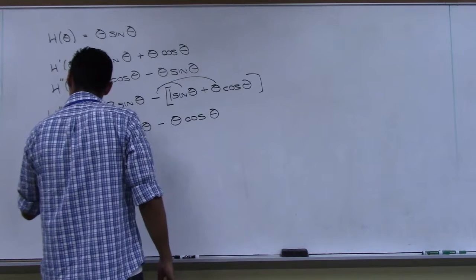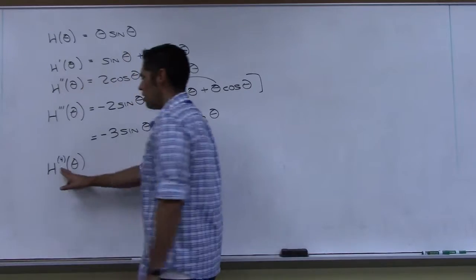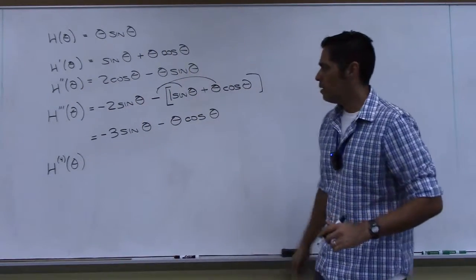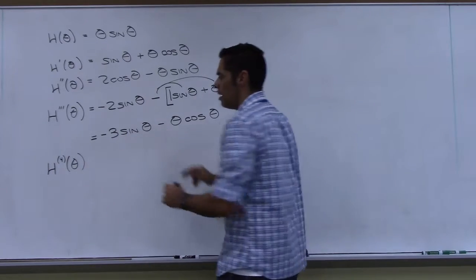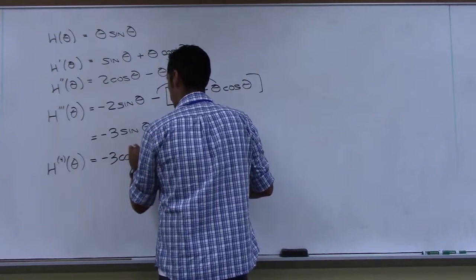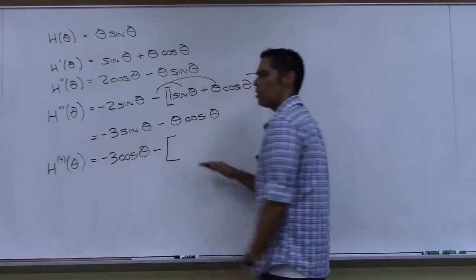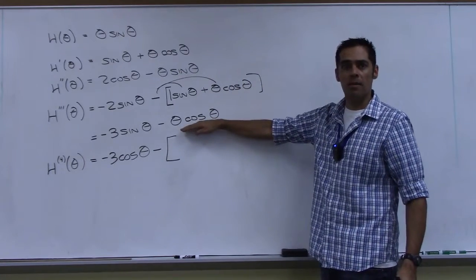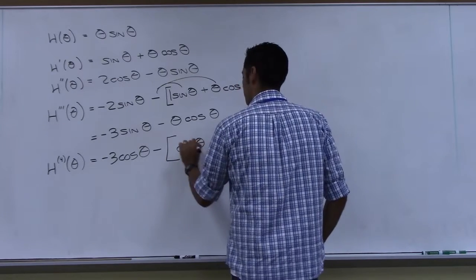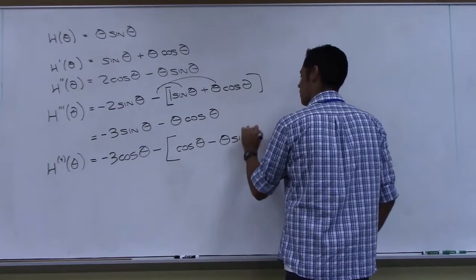Fourth derivative. So I'm going to stop using the prime marks. I'm going to start using the parentheses with the number that tells you fourth derivative. What is the derivative of negative 3 sine theta? Negative 3 cosine theta. All right, minus, now look back in your work. We did the derivative of this a little while ago, didn't we? And didn't we get cosine theta minus theta sine theta? Is that what we had?